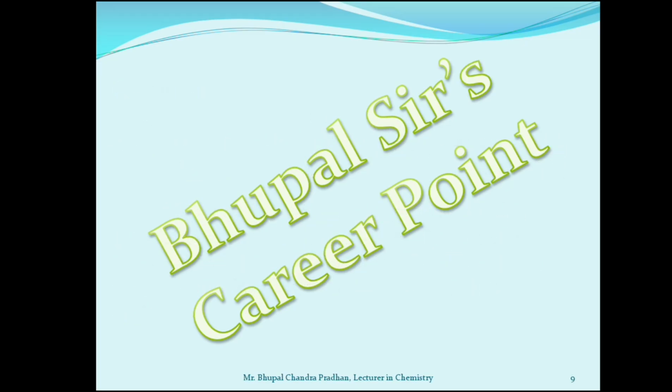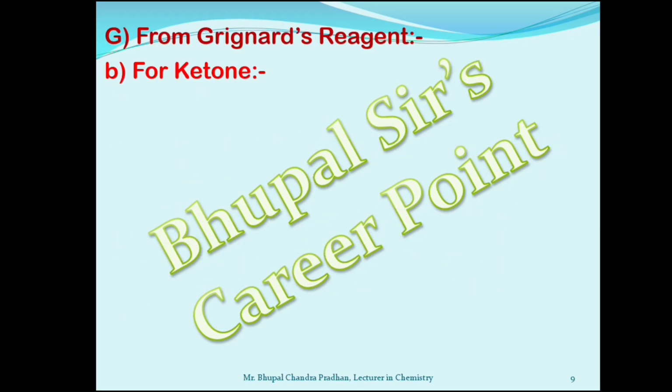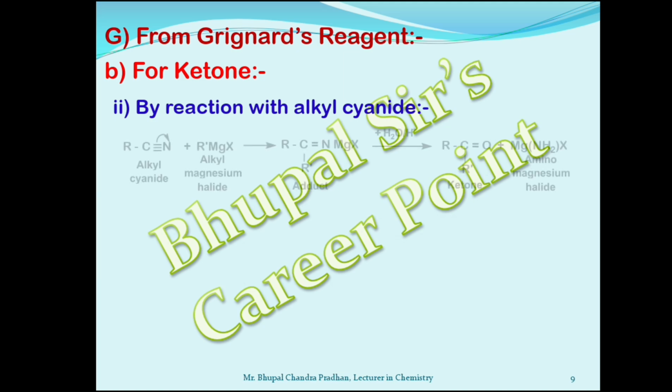Now, how is ketone prepared from Grignard's reagent? By using alkyl cyanide. In case of aldehyde, we will take HCN, but here alkyl cyanide is taken. Whenever alkyl cyanide adds with Grignard's reagent, then in the same way an adduct is formed, and which on hydrolysis in the presence of an acid gives ketone and amino magnesium halide.